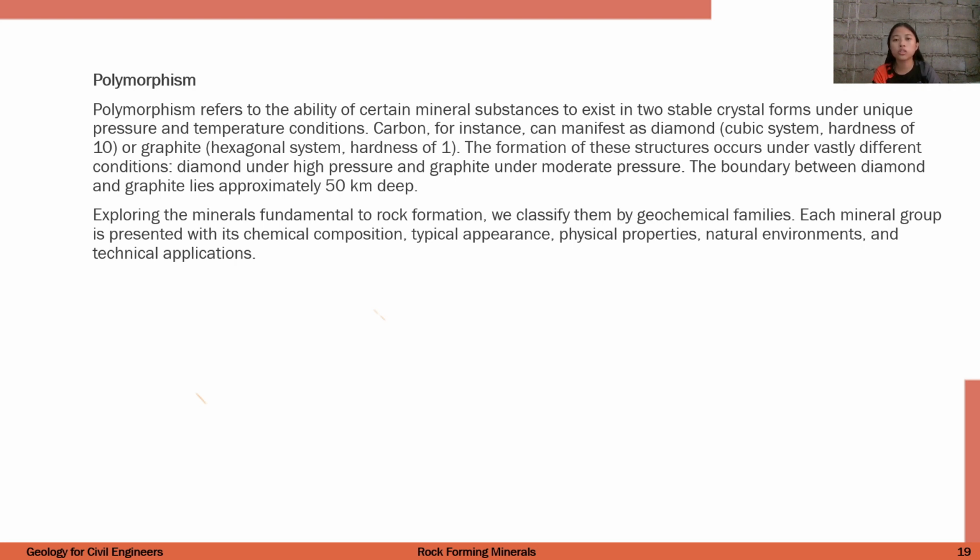So, yung conditions during sa formation, like yung pressure and temperature, decide which polymorph is stable. So, ito yung nag-decide, yung pressure and temperature nag-decide kung anong polymorph yung stable. So sa calcite, gusto niya ng low pressure and temperature, while yung aragonite, mas prefer niya ang high pressure and temperature. Just like here, ang diamond is under high pressure and graphite is under moderate pressure.